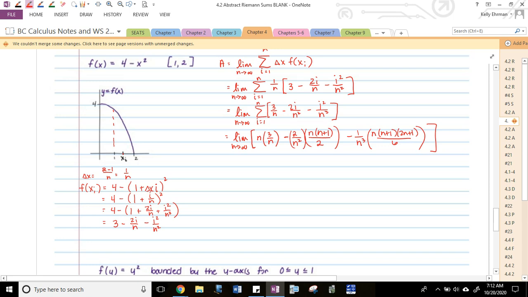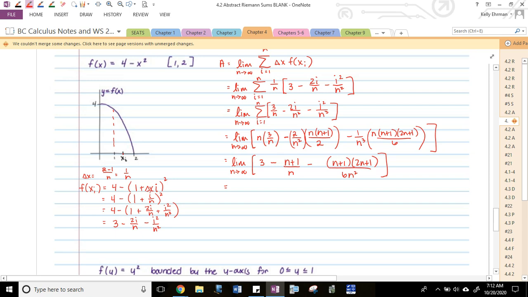Okay? Well, you can clean some things up here if you'd like to. I think that would be smart. We have the limit, as n approaches infinity, of 3 minus, those 2's cancel out. We should have n plus 1 over just n, because the n over n squared reduces. Minus, nothing cancels here, so n times n plus 1 times 2n plus 1. Oh, sorry, one thing cancels. The n cancels with one of those over 6n squared.